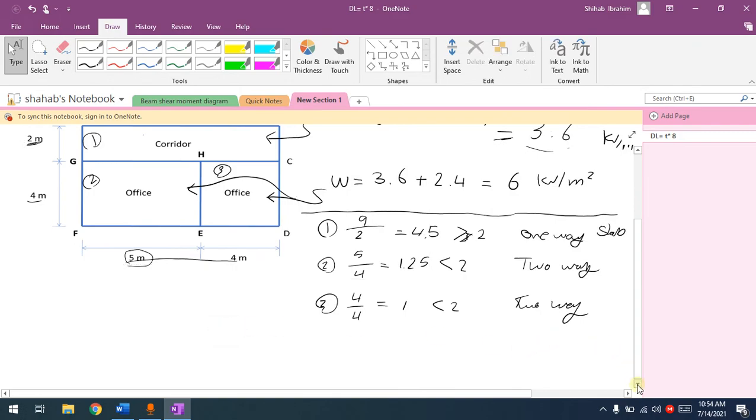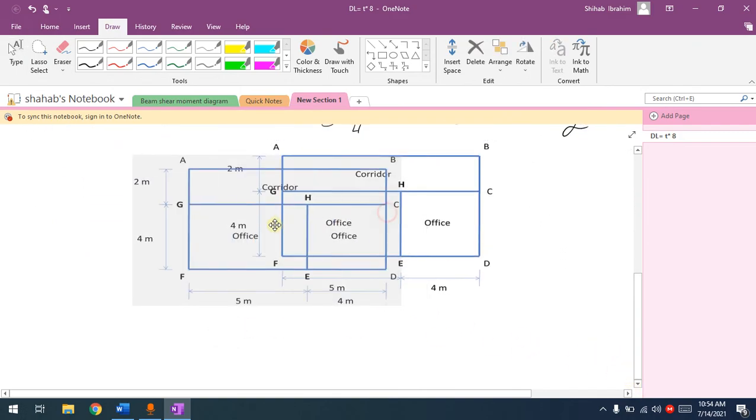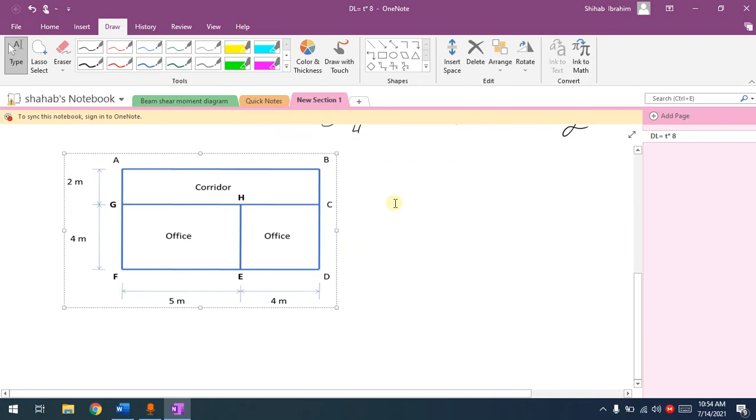Now we know the distribution in the one-way slab or two-way slab. So if I'm going to provide the distribution that we have here, we know that for the one-way slab, we set it in the middle.